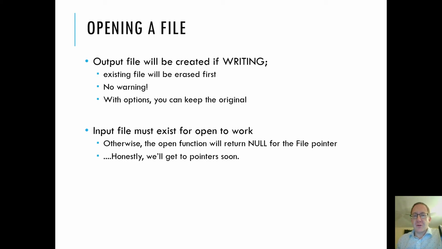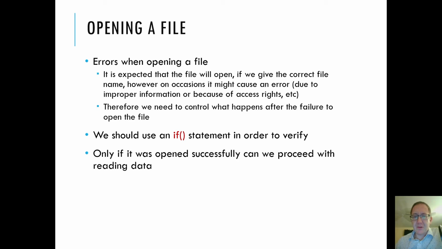Okay, so the big thing here is if I try and write a file and it already exists, it'll erase the original file without any warnings. No warnings, it'll just wipe it out. We've seen that. You can keep the original, but most people, they put in a W, it wipes the original. If the file doesn't exist, it will make one. And if something goes wrong, it'll return null for the file pointer. So we'll get to pointers very soon. But some of this will be on faith.